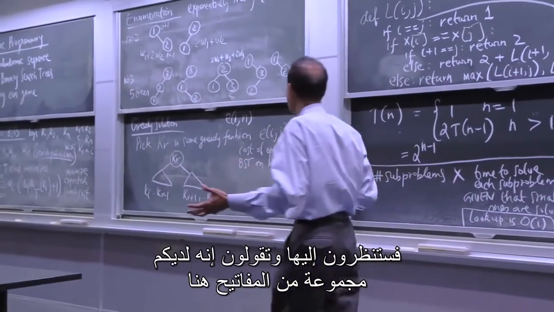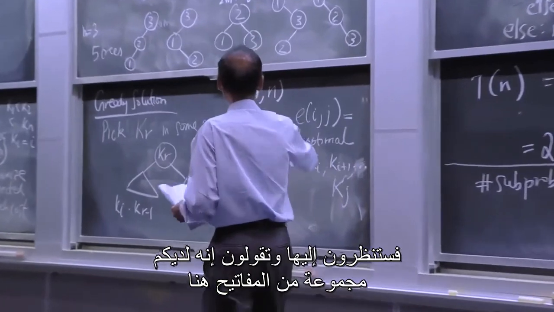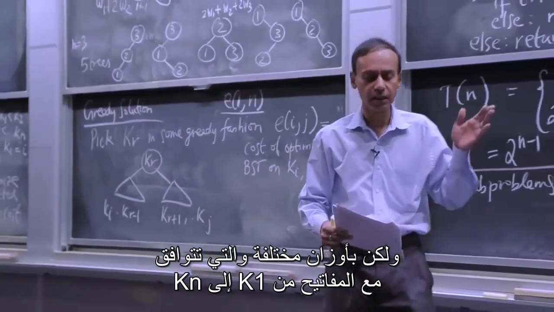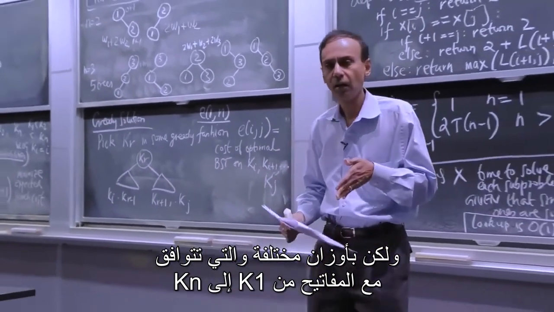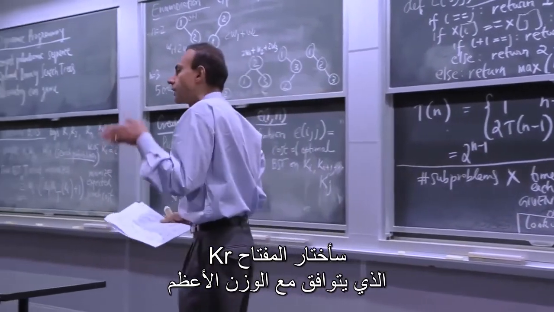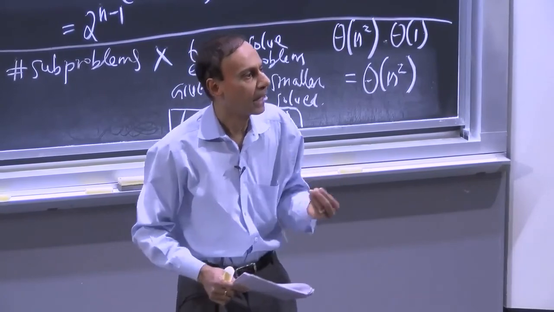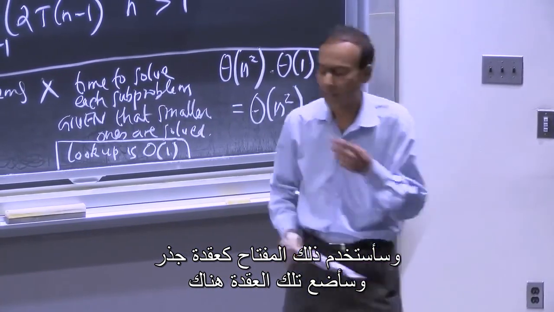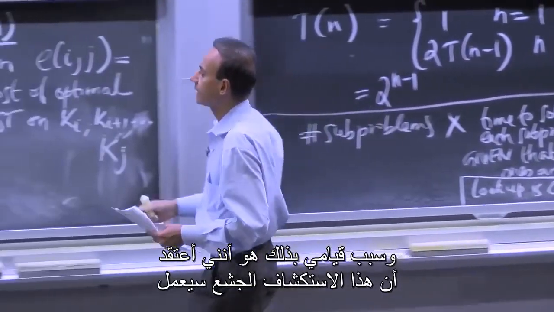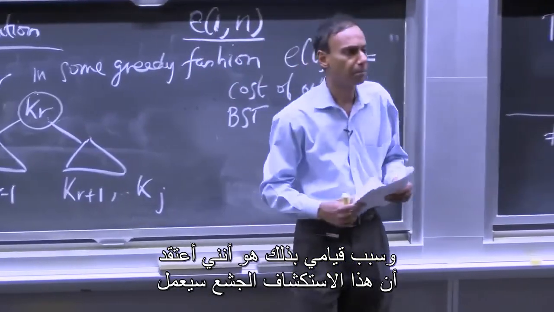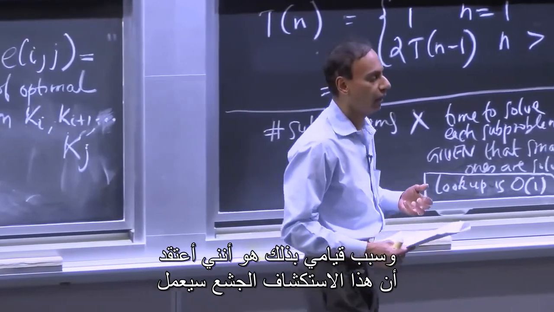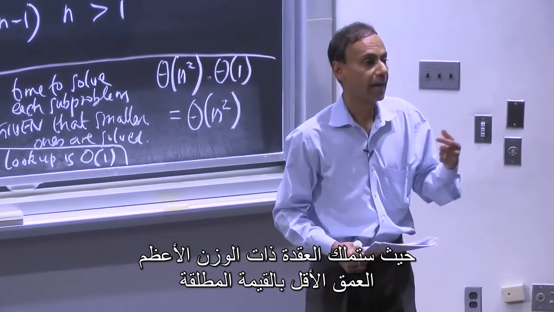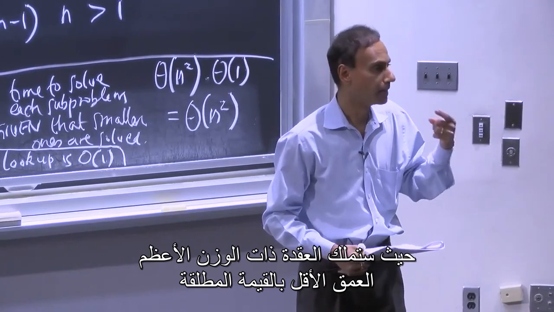You're going to look at it and say, I have a bunch of keys here with different weights that correspond to K1 through Kn. I'm going to pick the Kr that corresponds to the maximum weight, and I'm going to use that as the root node, and stick that up there. The reason I did that is because I believe this greedy heuristic is going to work, where this maximum weight node should have the absolute minimum depth.